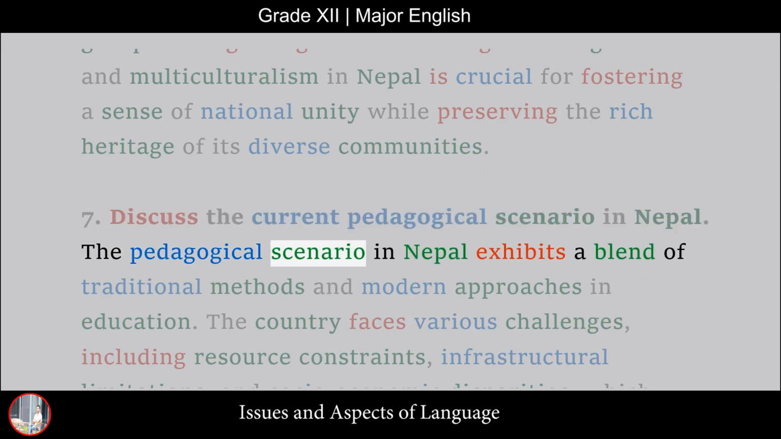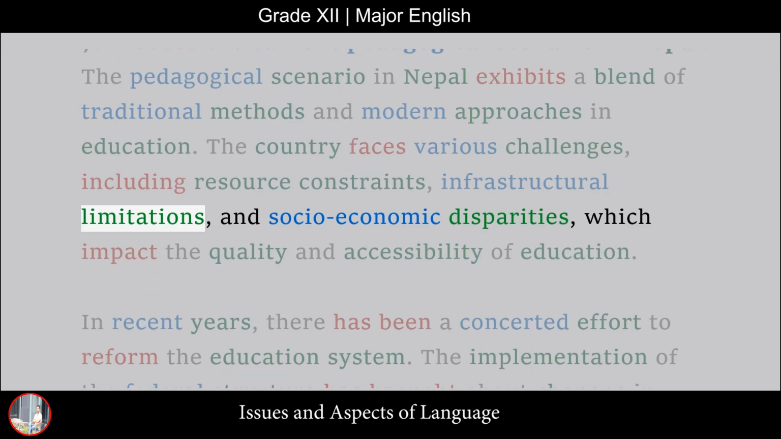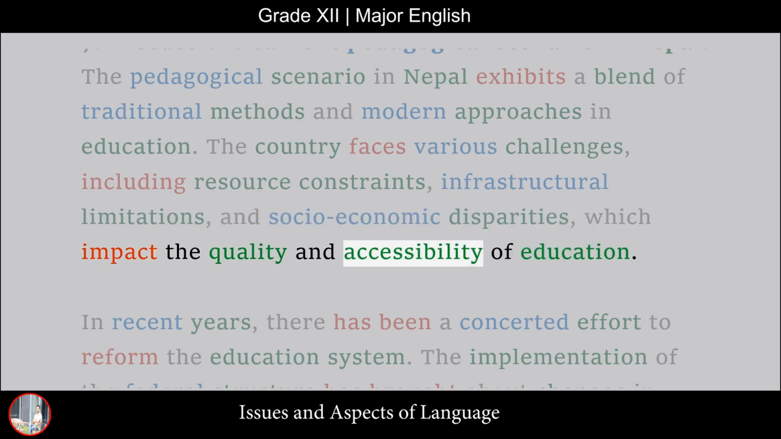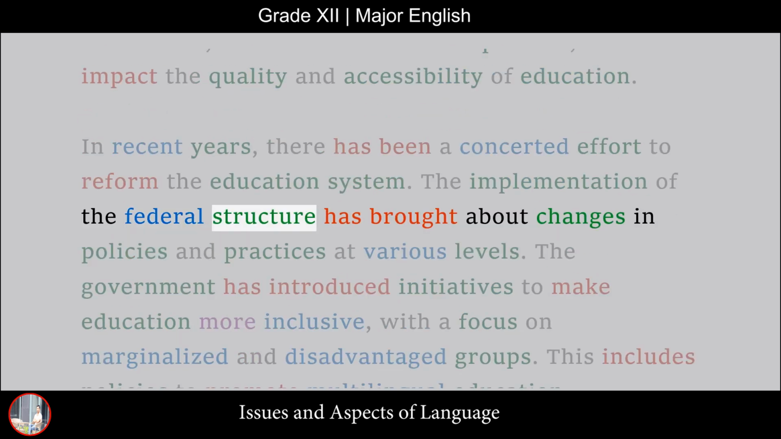The pedagogical scenario in Nepal exhibits a blend of traditional methods and modern approaches in education. The country faces various challenges, including resource constraints, infrastructural limitations, and socioeconomic disparities, which impact the quality and accessibility of education. In recent years, there has been a concerted effort to reform the education system. The implementation of the federal structure has brought about changes in policies and practices at various levels.